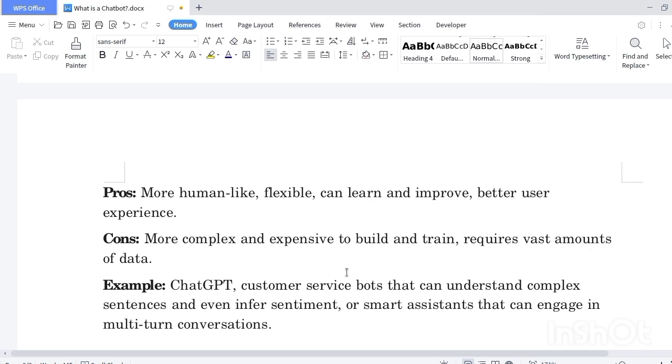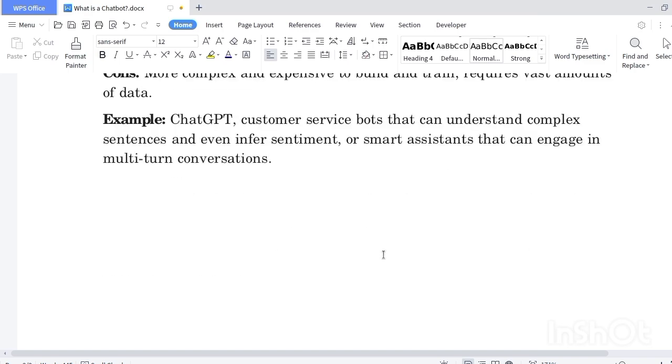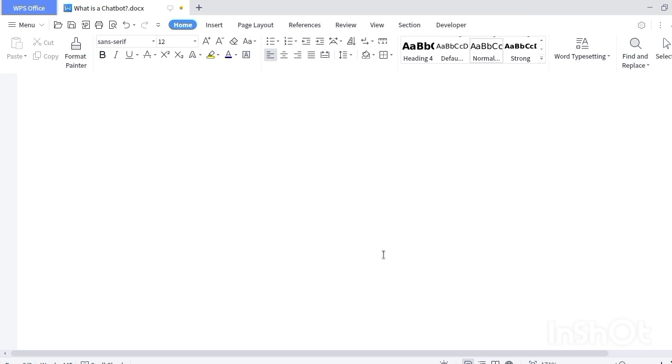We have popular examples like ChatGPT, customer service bots that understand complex sentences, Gemini, and all these big AIs that we have today. So this is as much as we will take in this class. Join me in the next class as we delve more into AI.